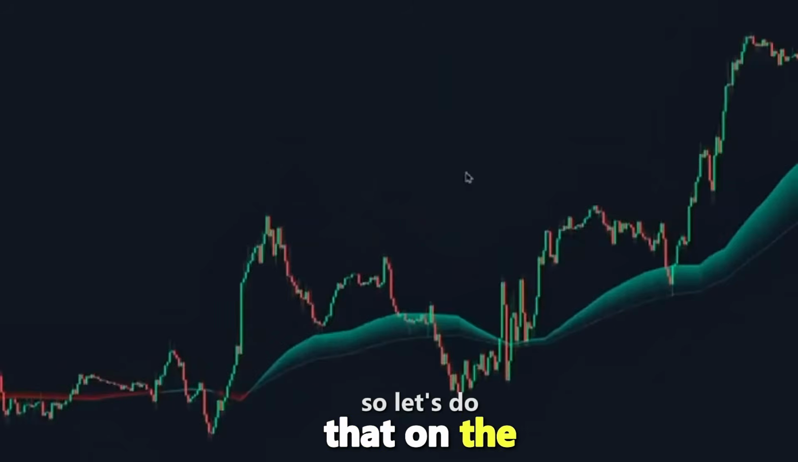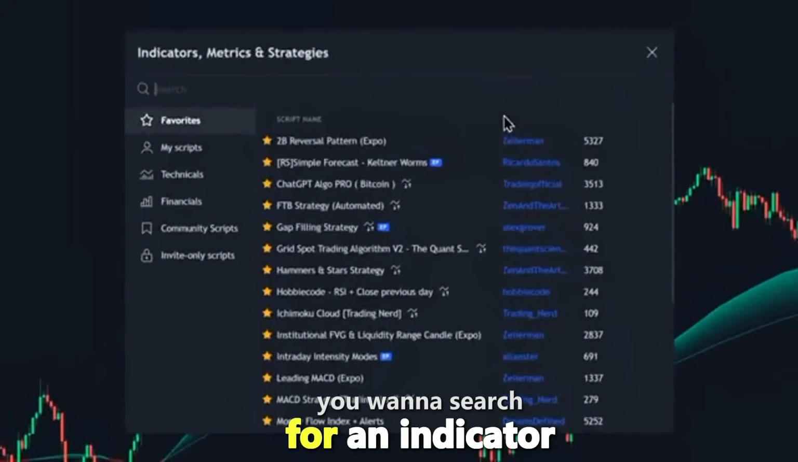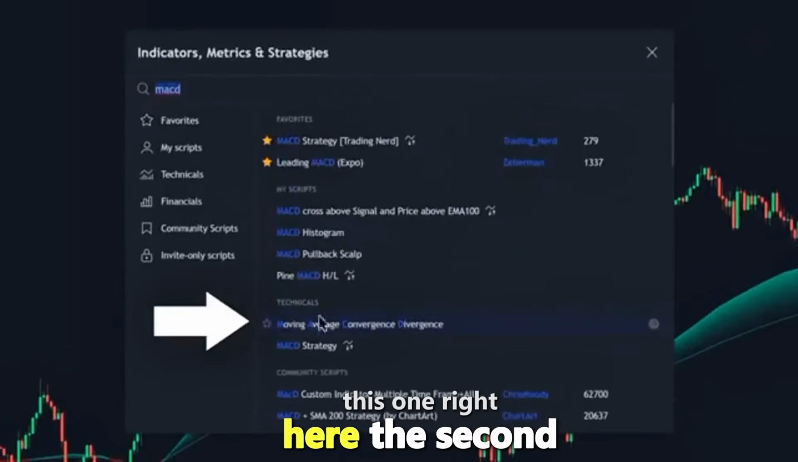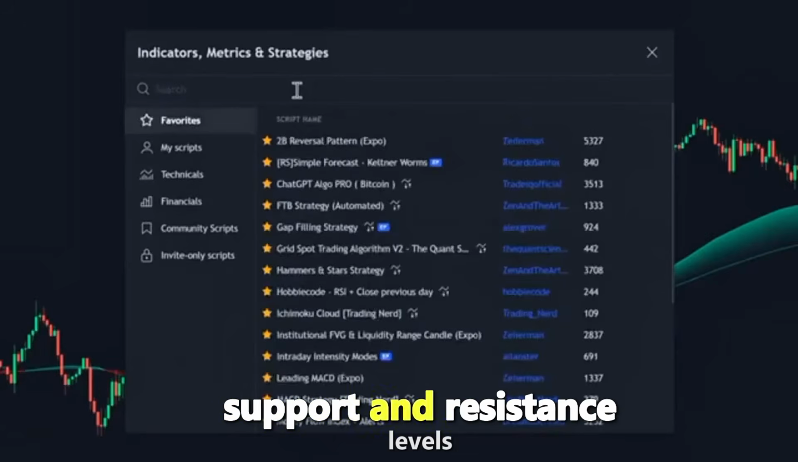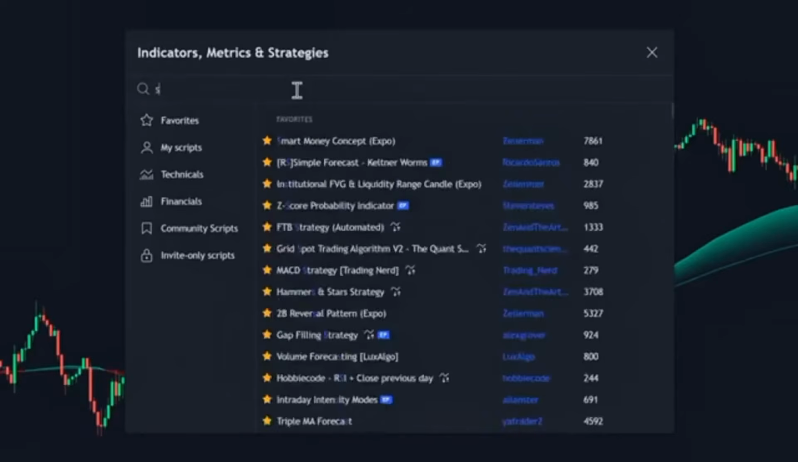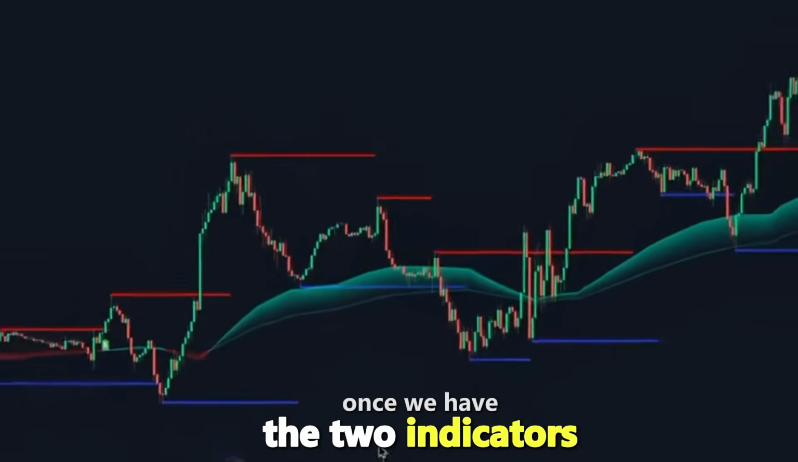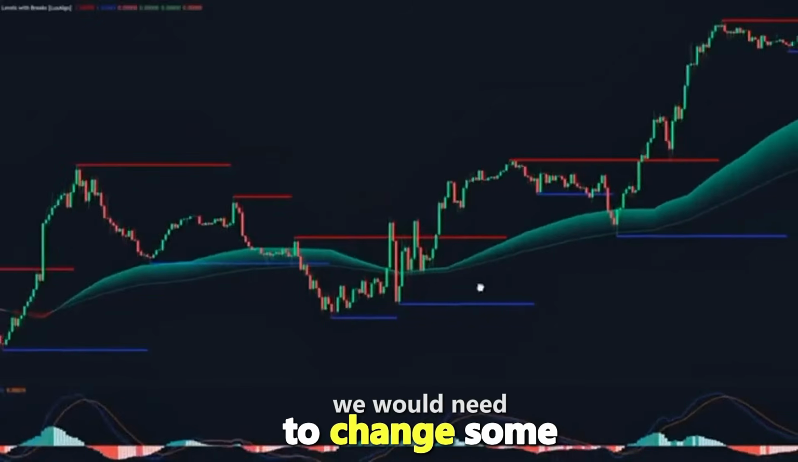So let's do that. On the indicator search tab, you want to search for an indicator called MACD. This one right here. The second indicator is called support and resistance levels with breaks. This one created by LuxAlgo. Once we have the two indicators added, we would need to change some settings.